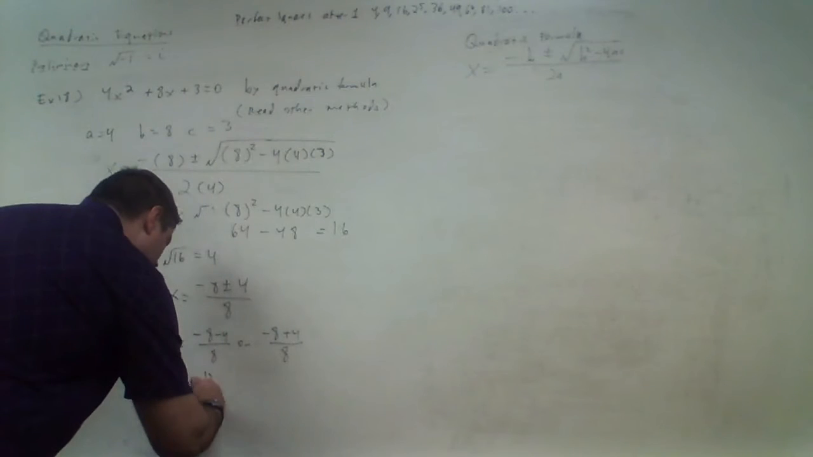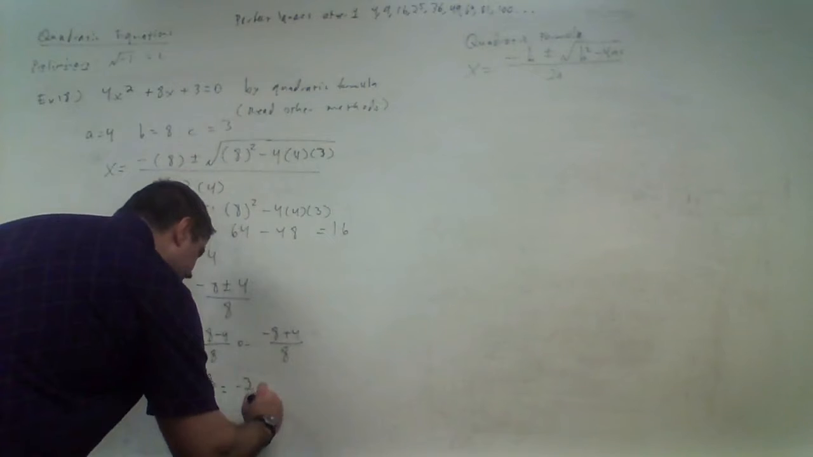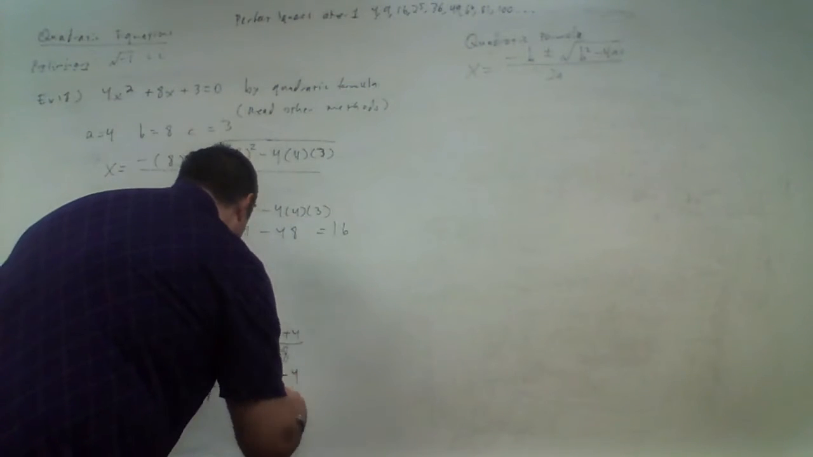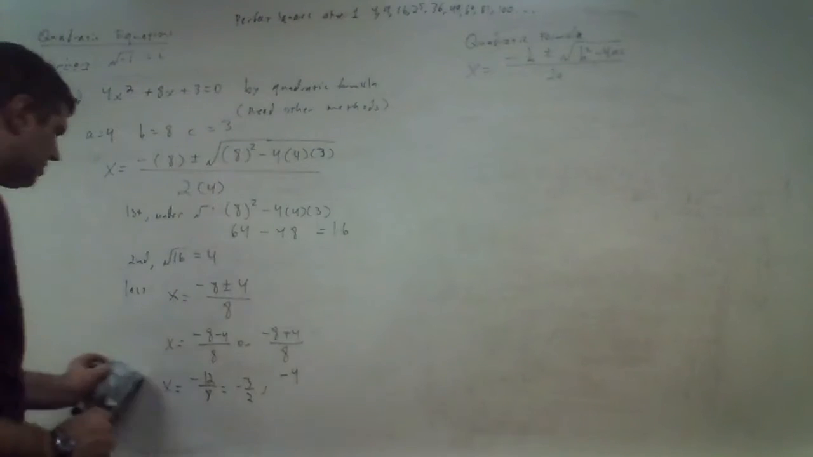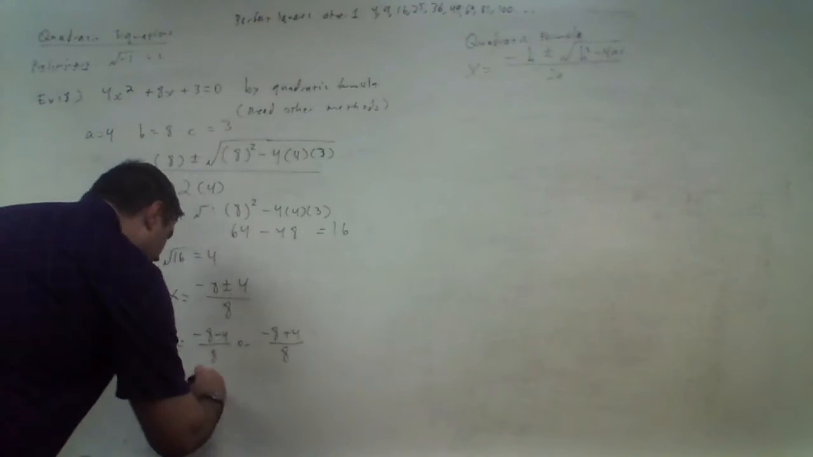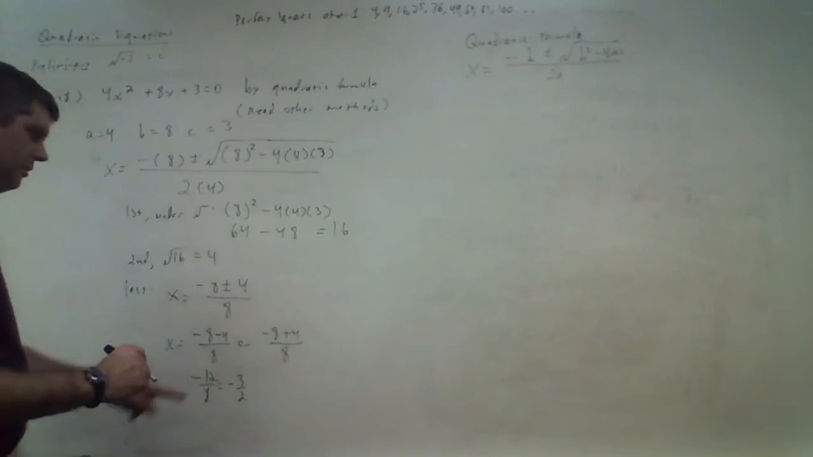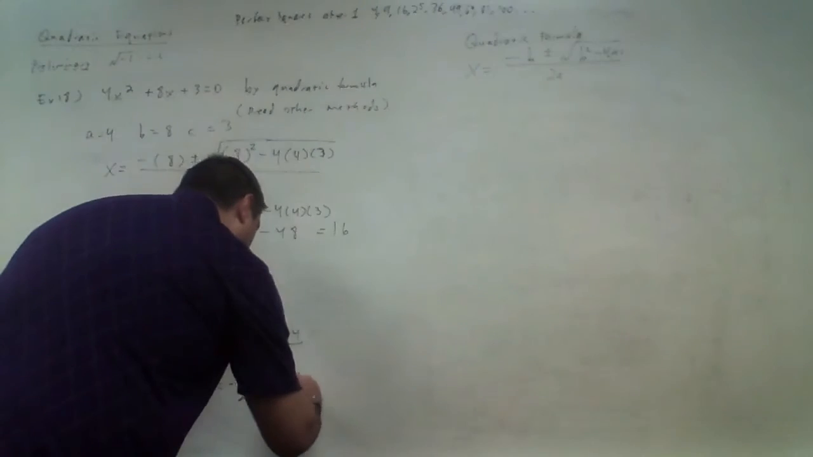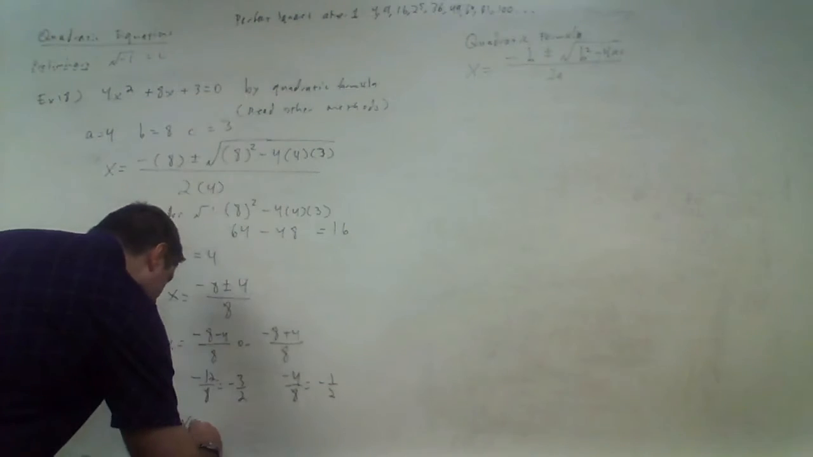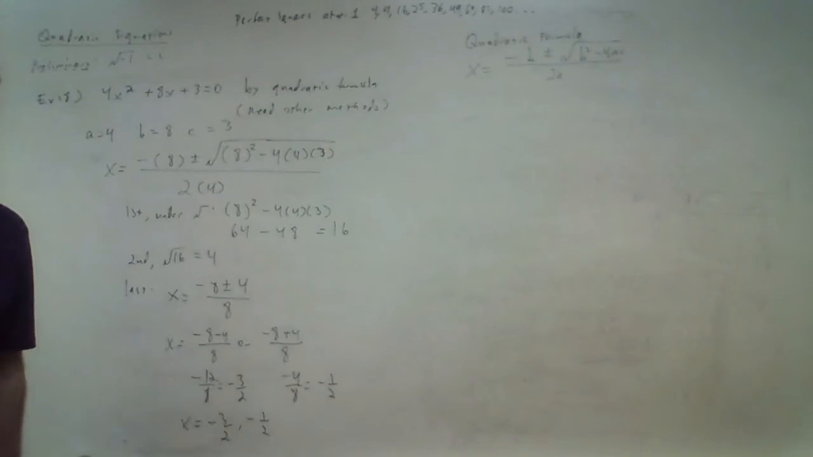Negative 12 over 8, which is negative 3 halves. This one is negative 4. Actually, let me go ahead and keep these separate for now. So negative 12 over 8, which is negative 3 halves. This is negative 8 plus 4, which is negative 4 over 8, which is negative 1 half. So x equals negative 3 halves, negative 1 half. Okay?